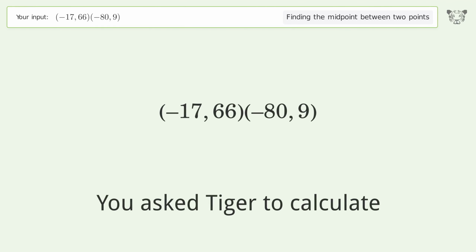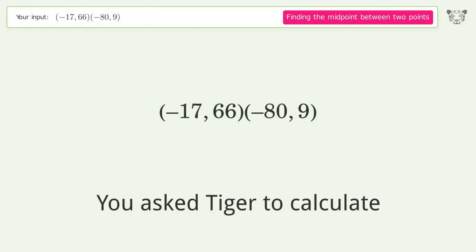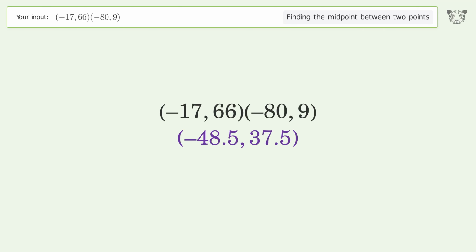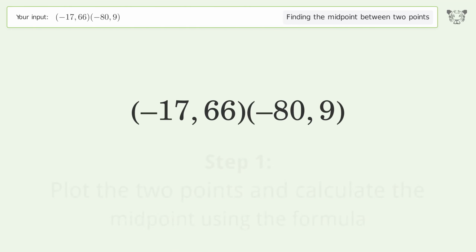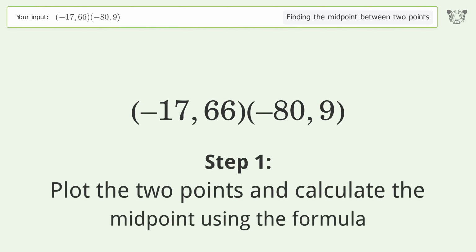You ask Tiger to calculate. This deals with finding the midpoint between 2 points. The midpoint between the 2 points is negative 48.5, 37.5. Let's solve it step by step. Plot the 2 points and calculate the midpoint using the formula.